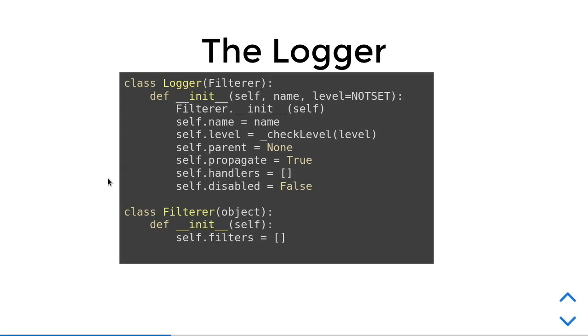So the logger itself has a name and a level. That check level function just turns level names into level numbers and makes sure it's a known value. A parent and propagate, which we'll get into later on, a list of handlers, not just one, but a list, and then a flag to try and disable it. And as you can see, it extends the filterer class, which has a list of filters, which I'll explain in a minute.